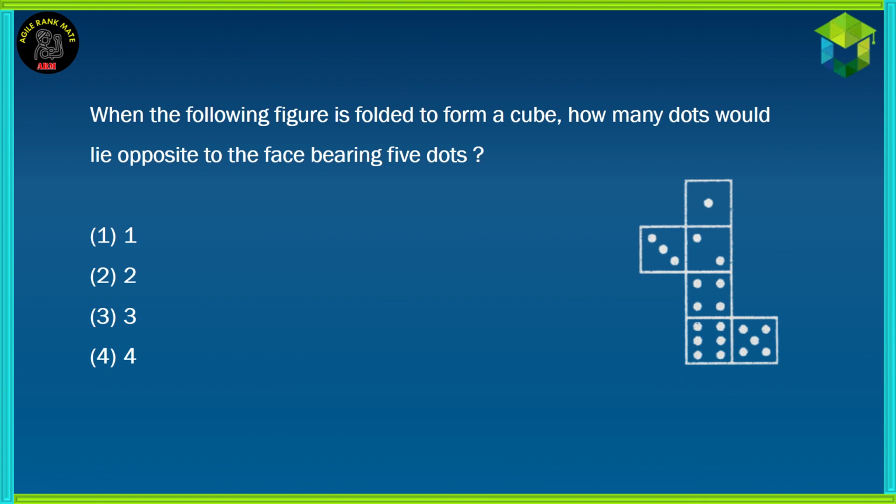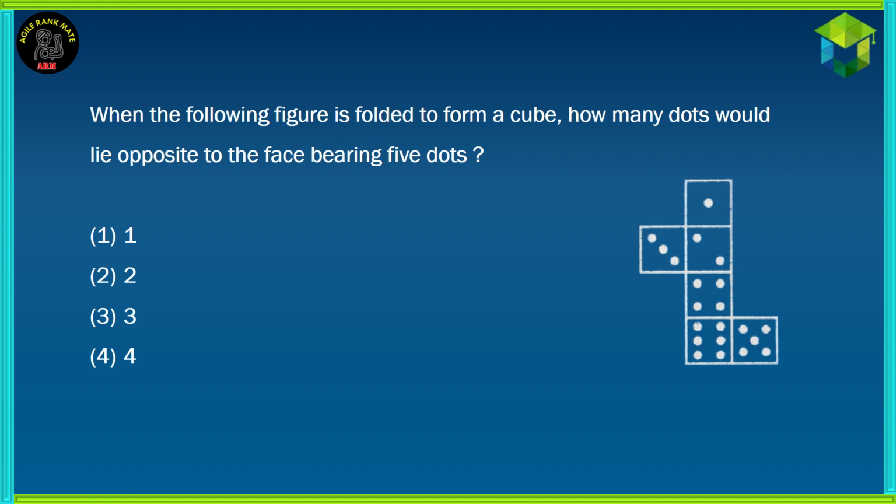Next question, the last question of this episode. When the following figure is folded to form a cube, how many dots would lie opposite to the face bearing 5 dots? 1, 2, 3, 4. So over here, this is basically a net of a cube, and you have to find out which are the opposite sides.